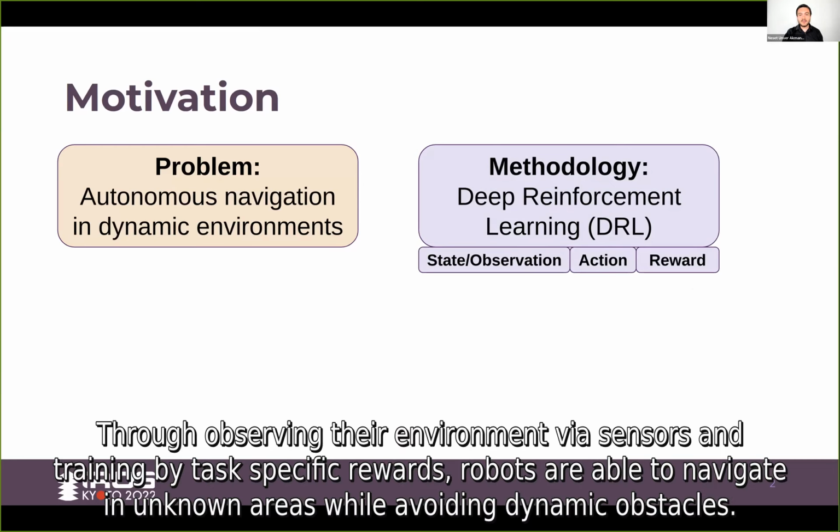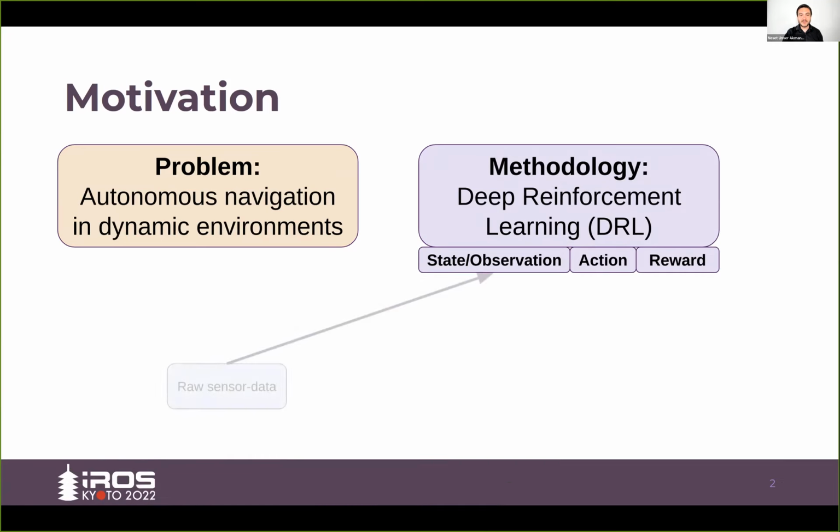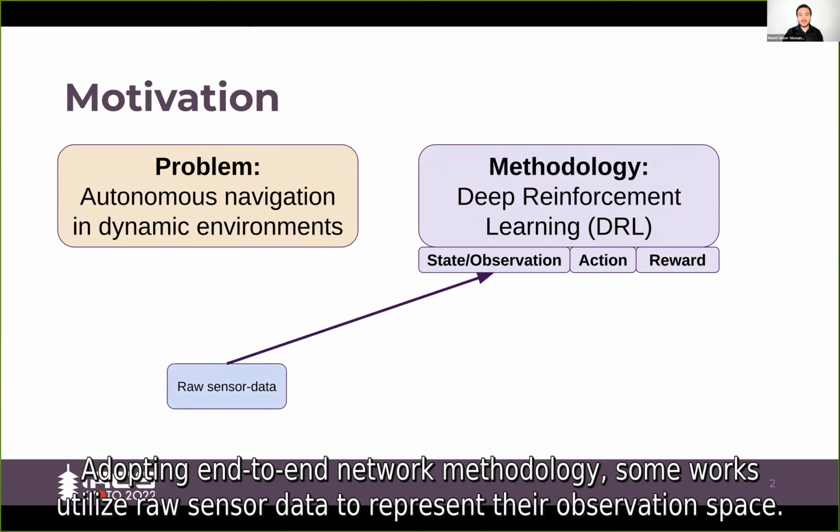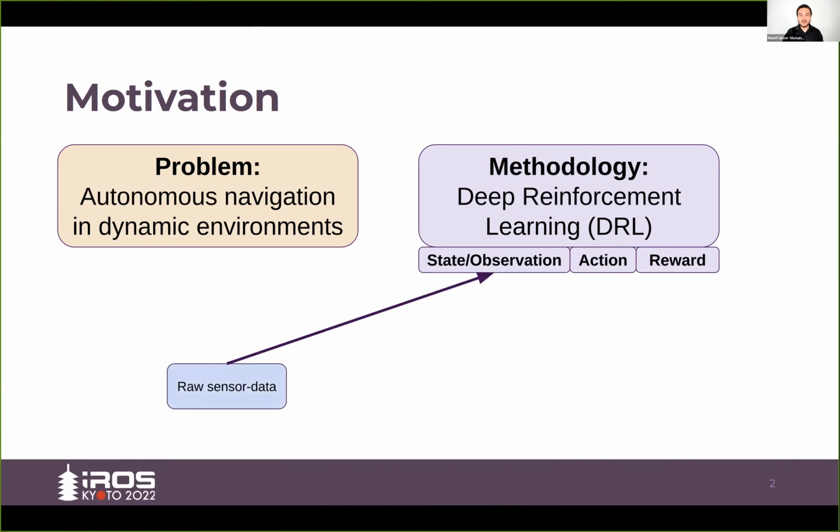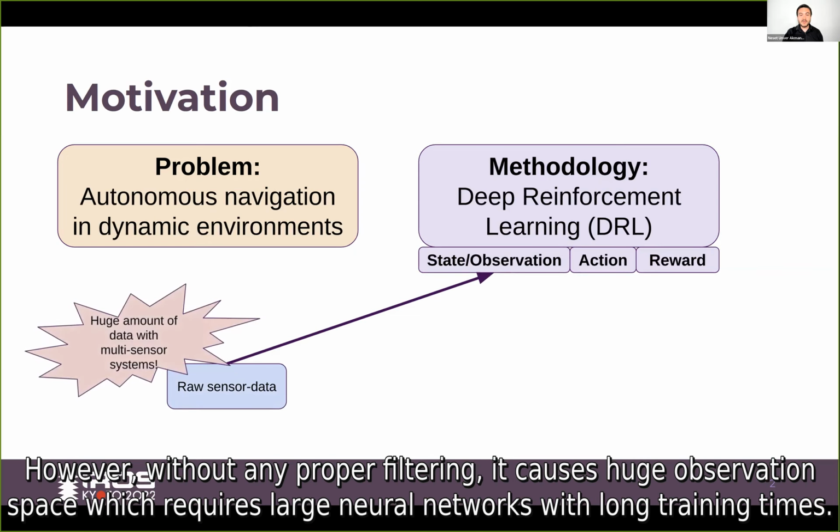Through observing their environments via sensors and training by task-specific rewards, robots are able to navigate in unknown areas while avoiding dynamic obstacles. Adopting end-to-end network methodology, some works utilize raw sensor data to represent their observation space. However, without any proper filtering, it causes huge observation space which requires large neural networks with long training times.